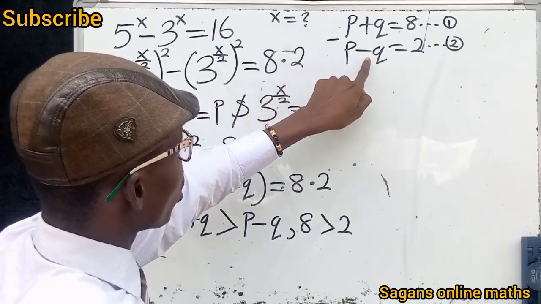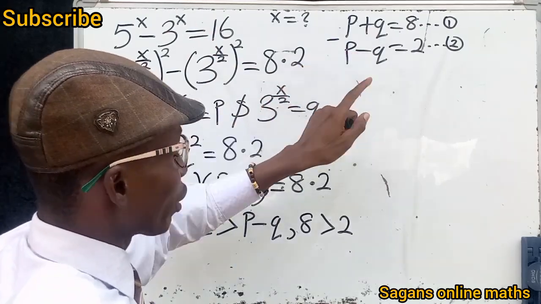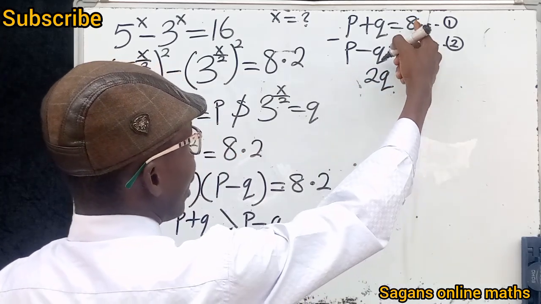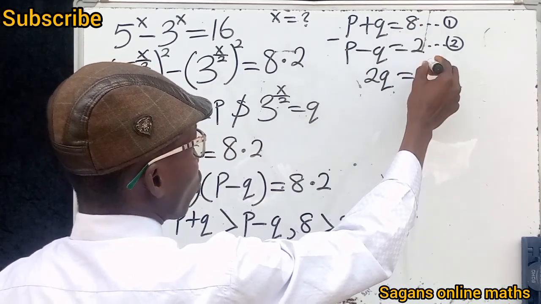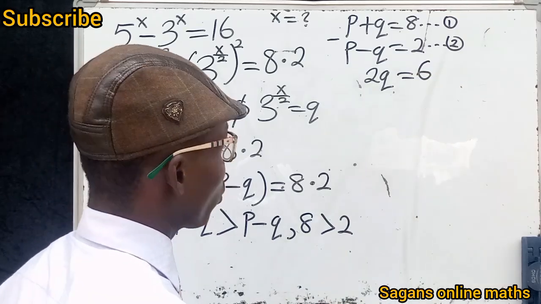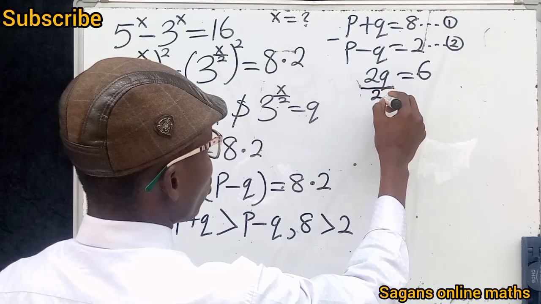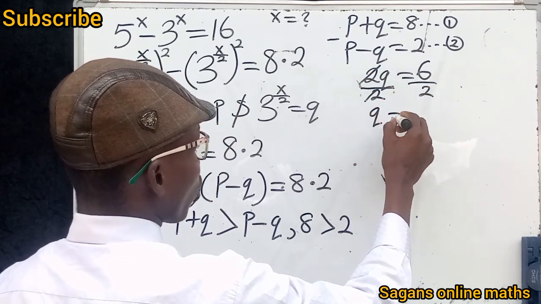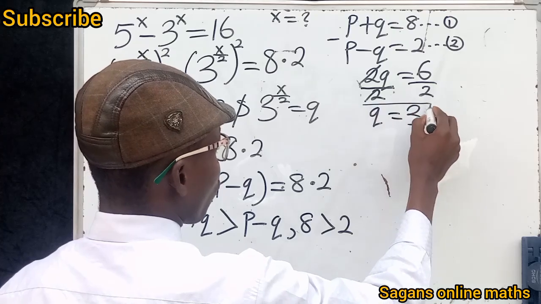Then minus times minus will give us plus. So q plus q will give us 2q. So we have here 2q equals 8 minus 2, which gives us 6. Now for us to have the value of q, we have to divide both sides by the coefficient of q, which is 2. So if we divide here by 2, also divide here by 2, 2 will go out, then q will be equal to 3. This is the value of q.